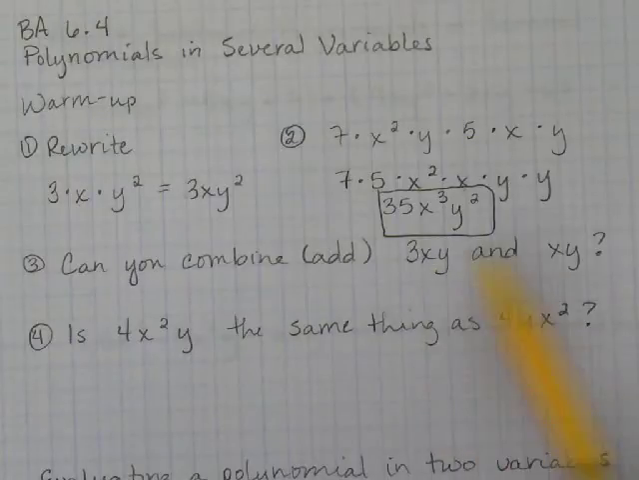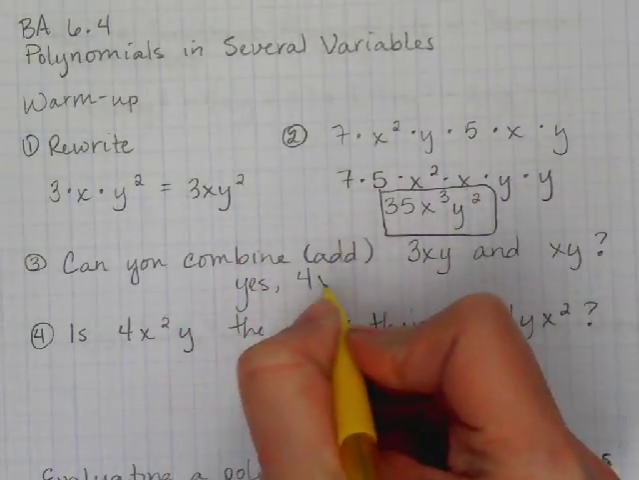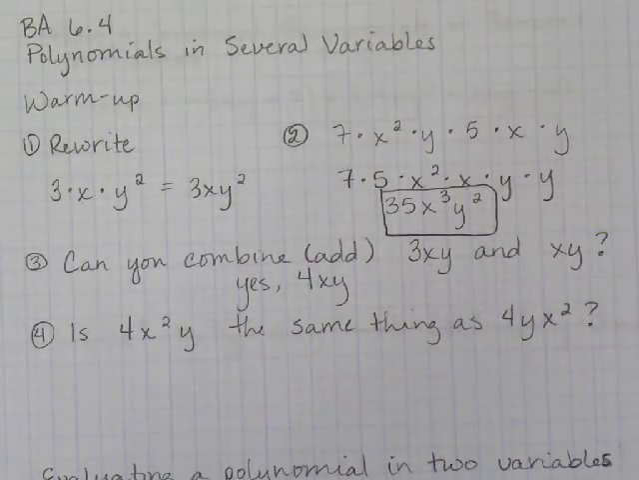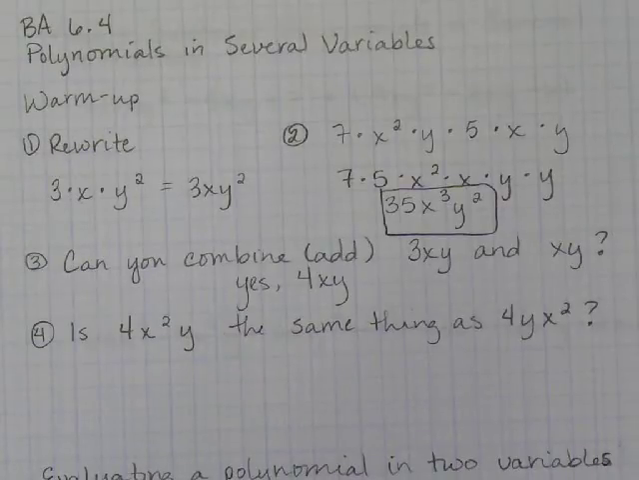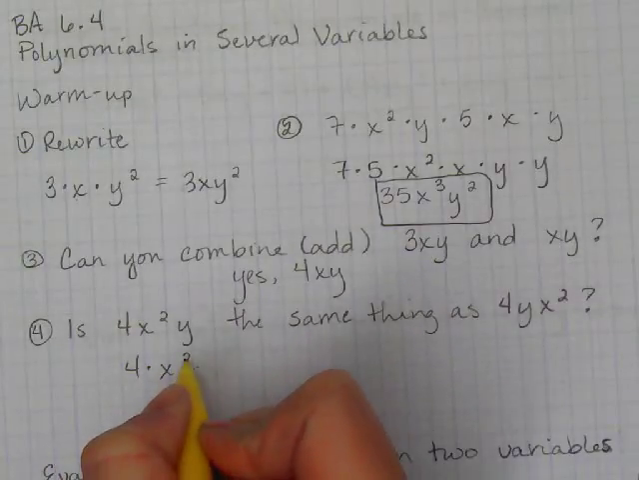And finally, is 4x squared y the same thing as 4yx squared? Think about what we did in number 1 and number 2. So if we're looking at these two, this is 4 times x squared times y. This is 4 times y times x squared. Because all we're doing is multiplying within those terms, we can reorder those. So this can just as easily be written as 4 times x squared times y, which means, yes, they are the same thing.